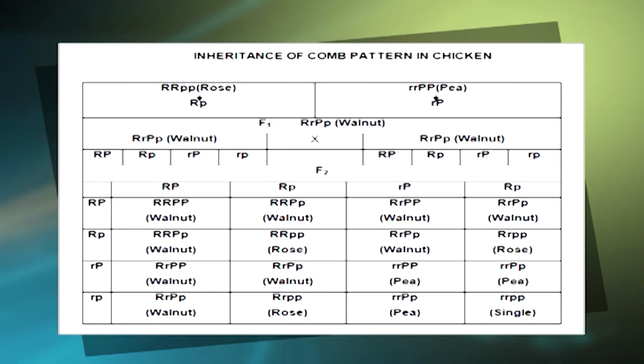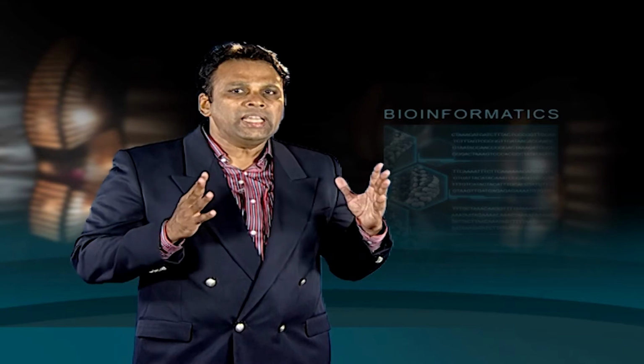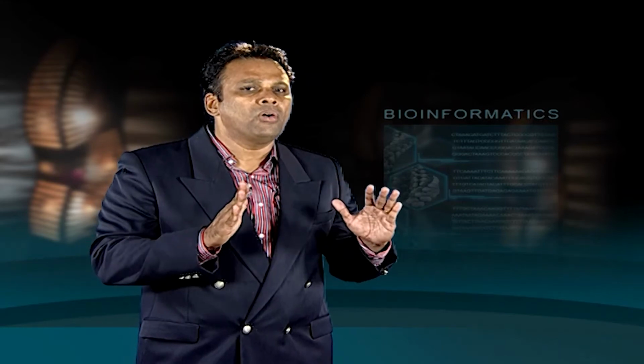In F2, the Rose comb pattern is produced by the capital R gene together with the small p gene, and the P comb is controlled by the capital P gene with a recessive small r gene. Single comb is produced by the genes R and P in their recessive state. In this experiment, the inheritance pattern of genes does not differ from the Mendelian pattern. The main difference is that a new character appears in the form of single.